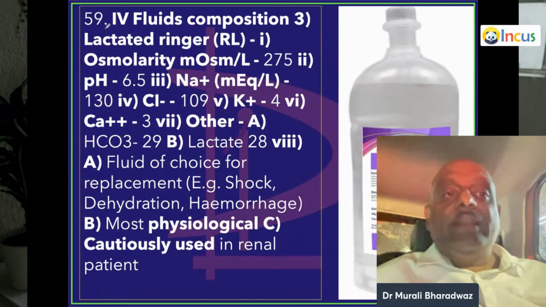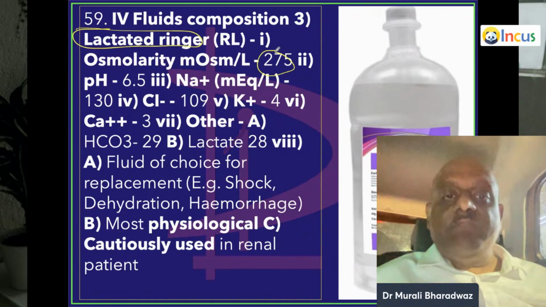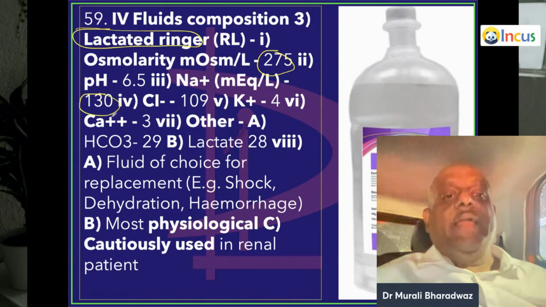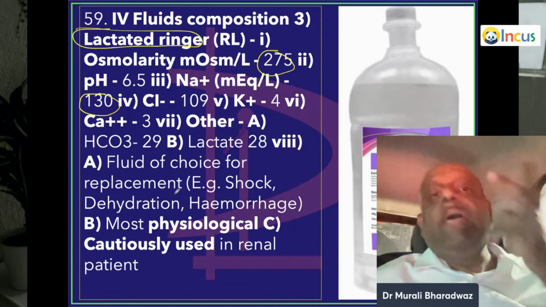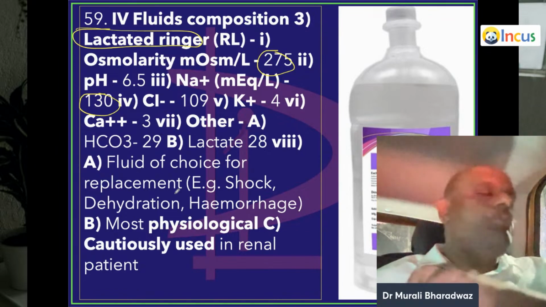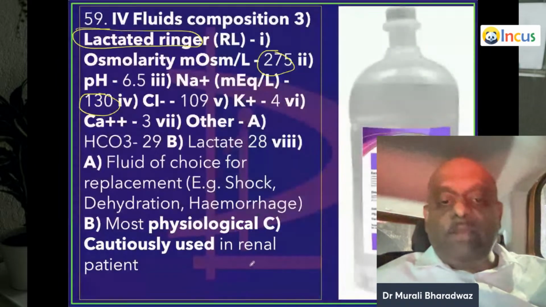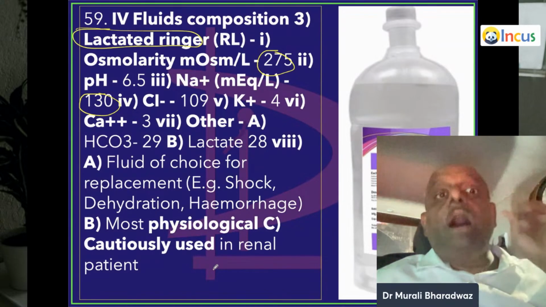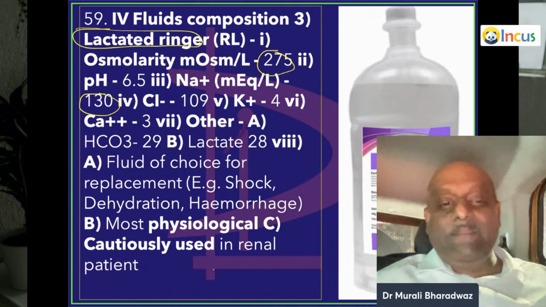Now, lactated ringer, typically osmolarity is 275, sodium in it is only 130, and it is a fluid of choice for replacement in shock, dehydration, hemorrhage. Of all the fluids, which is the one which is most physiological? It is the ringer lactate. But one thing you remember, R for ringer lactate should be given carefully in R, that is renal failure, is what you need to basically remember.